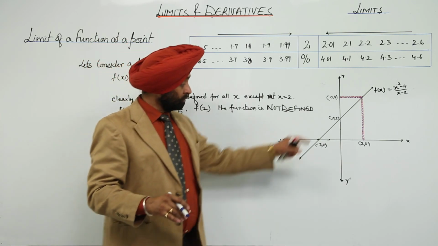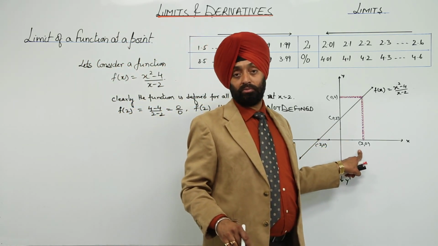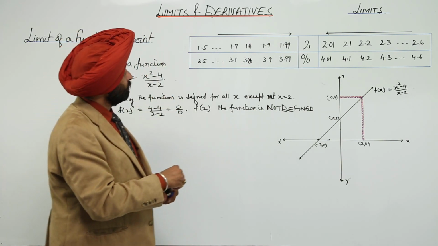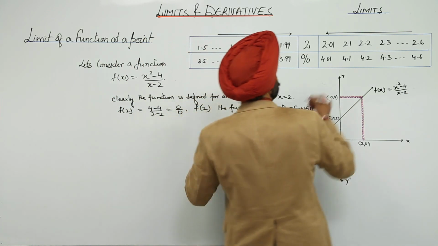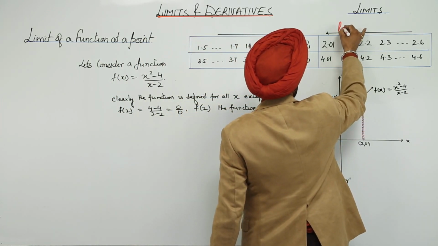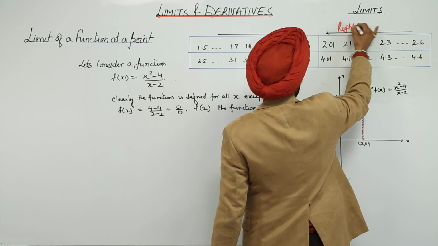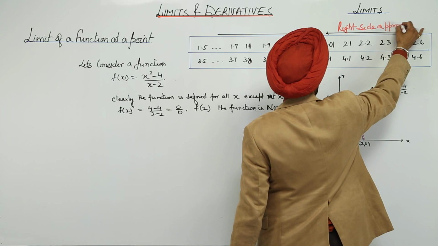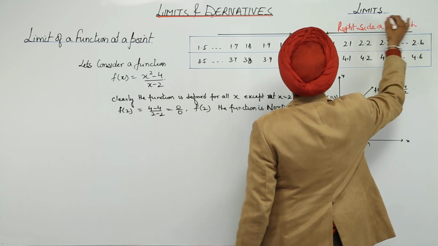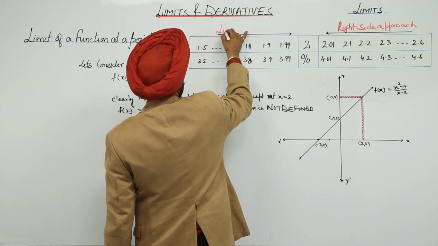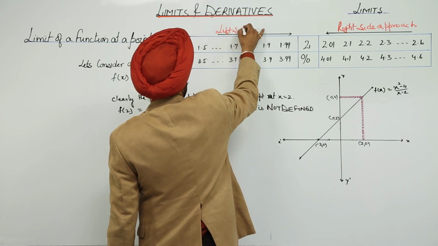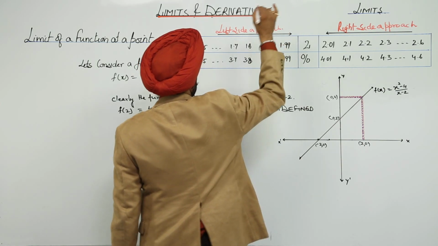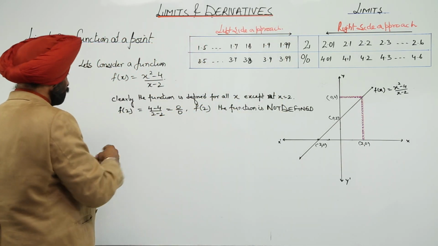When is it not continuous? When x is 2. If we put x is equal to 2, then the function is not continuous. Now in this table, this is the right side approach, and this is from the left side. Okay. Now what are we going to write?